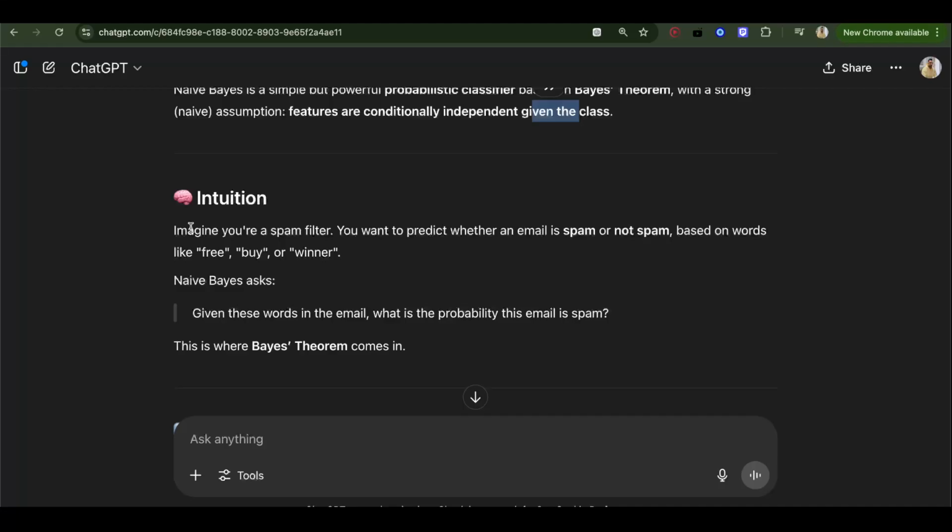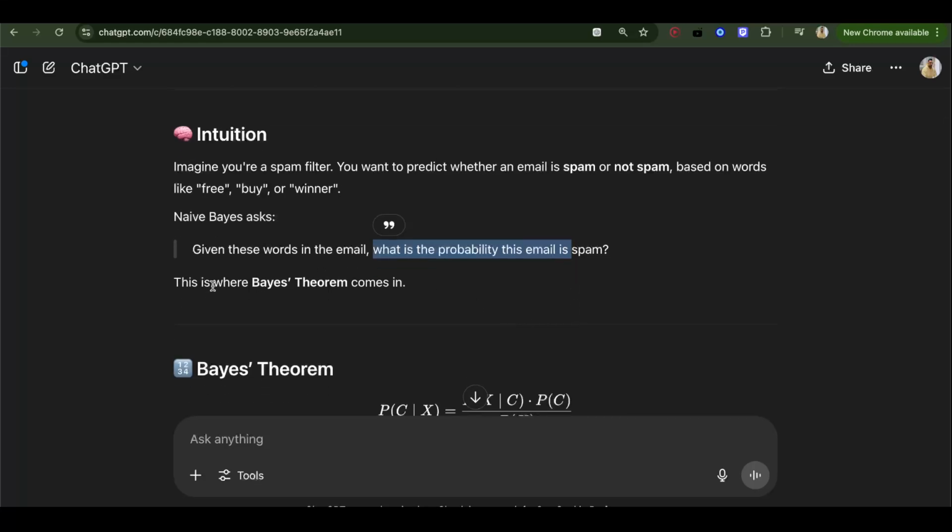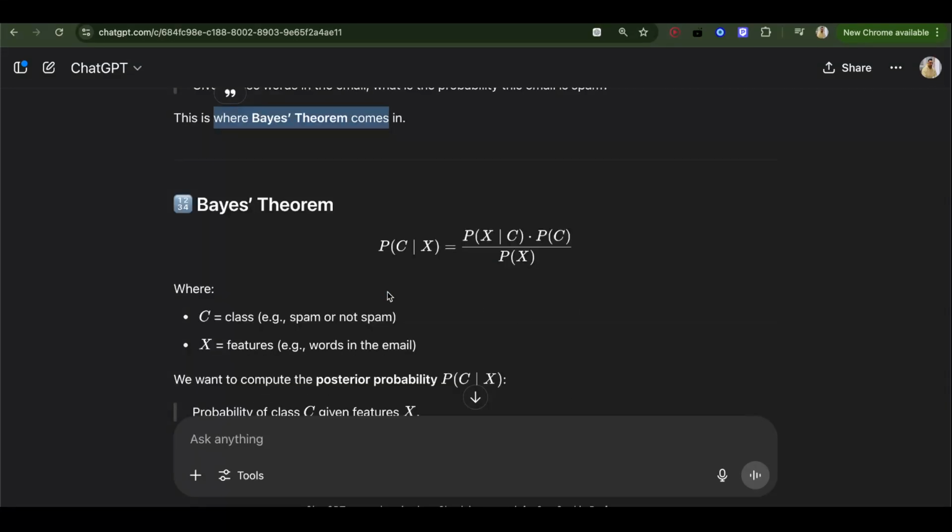Imagine you are a spam filter. You want to predict whether an email is spam or not spam, based on words like free, buy, or winner. Naive Bayes asks, given these words in the email, what is the probability this email is spam? This is where Bayes' theorem comes in.